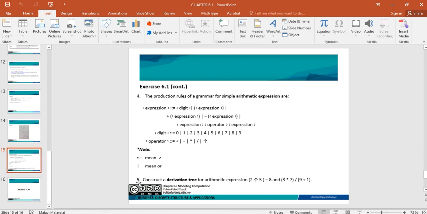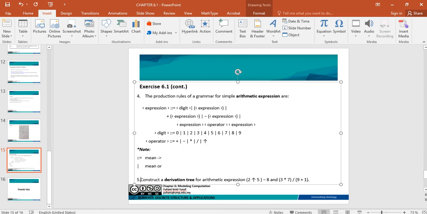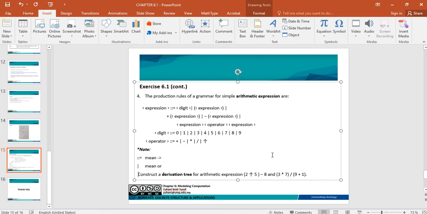For question 5, you actually have two different questions. This is the first question, and this is your second question. Sorry, this is actually the same question. It should be like this. It asks you to construct a derivation tree. This is one question and this one is another question, but you need to use the production rule given here.